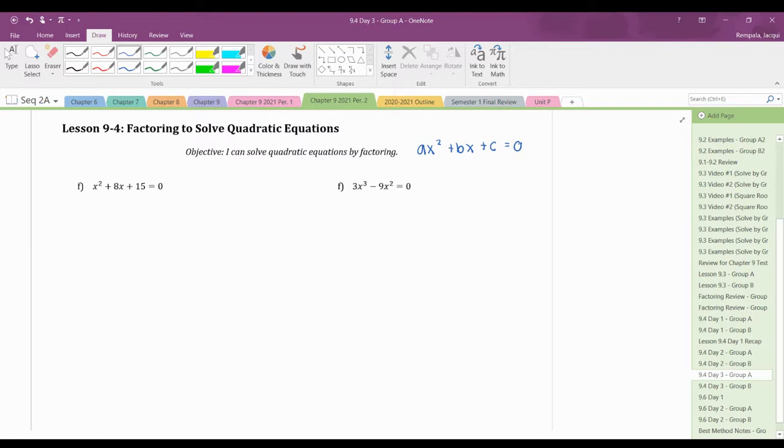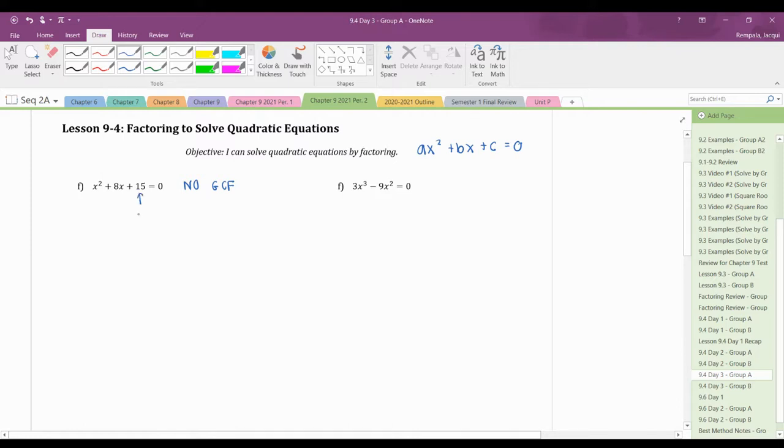So how do we factor? We look for a GCF first. x squared plus 8x plus 15 equals 0. I notice that because there's a 1 in front of the x squared, I'm not going to have a number in common, because the 15 does not contain a variable. Looks like there is no GCF in this particular problem.